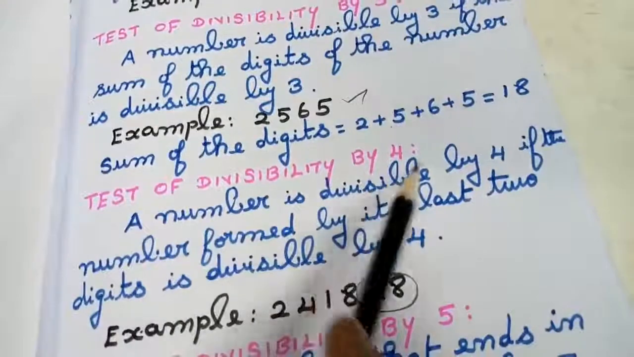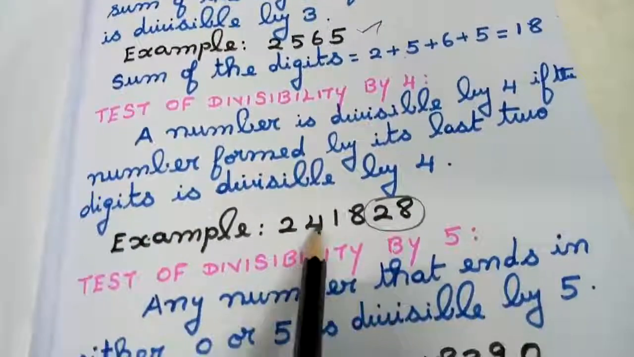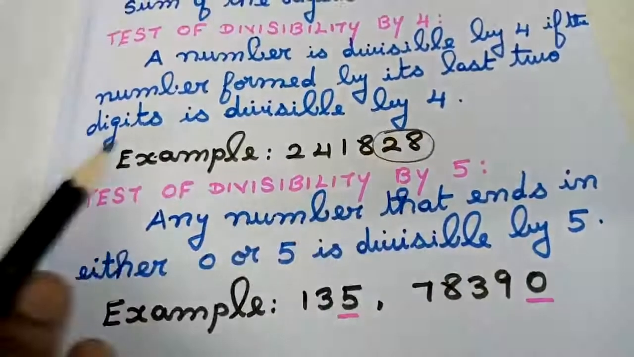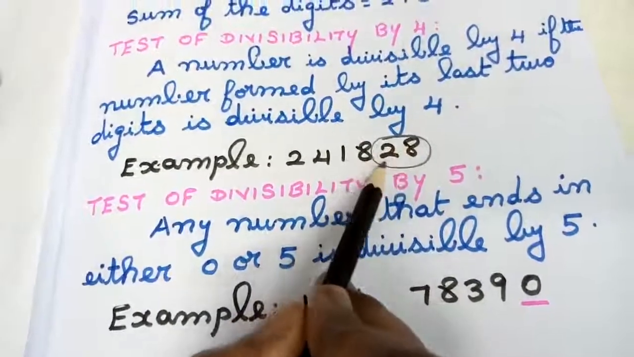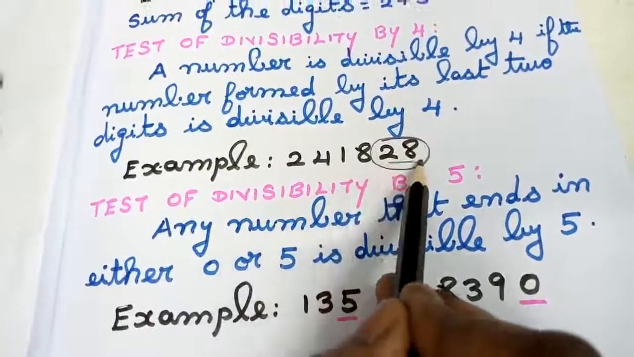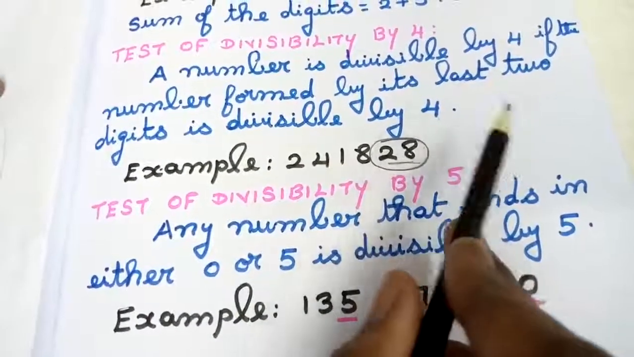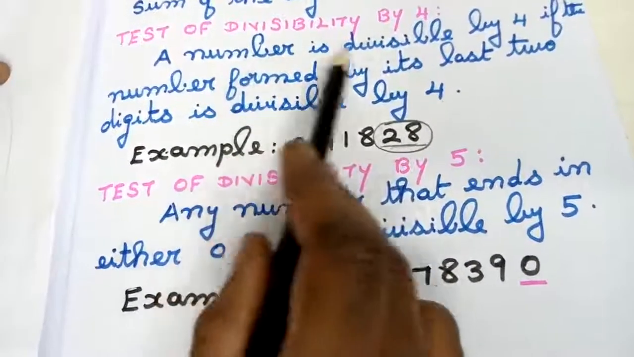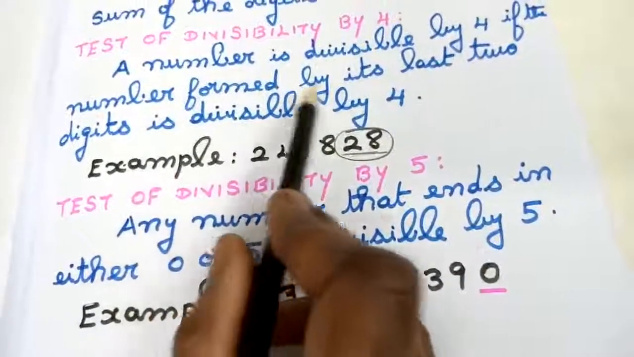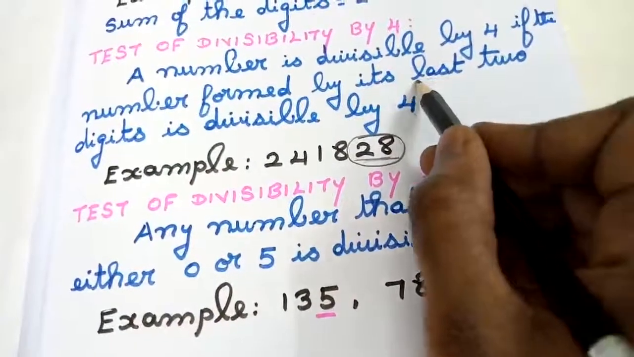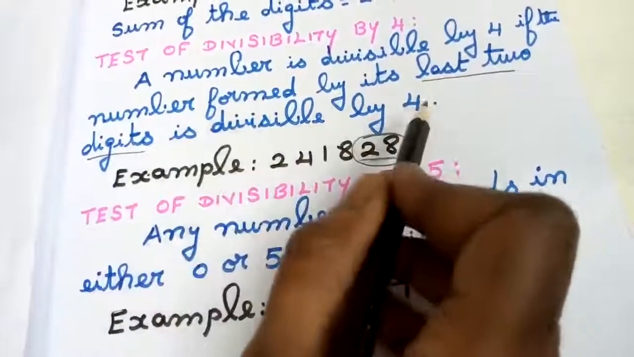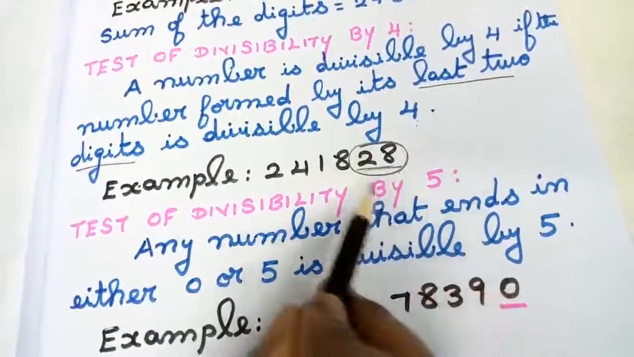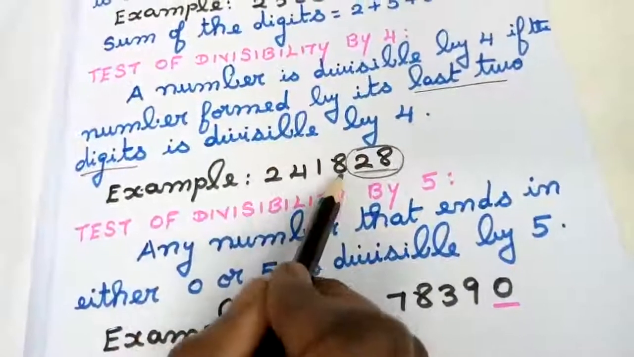And coming to the 4 table, if I take the number 241828, you are going to circle the last 2 digits. You are not going to add or do anything. You are going to circle the last 2 digits: 28. 4 table, 4 7s are 28. So this number is divisible by 4. A number is divisible by 4 if the number formed by its last 2 digits is divisible by 4. So the last 2 digits are divisible by 4, students, so automatically I can say that particular number is divisible by 4.